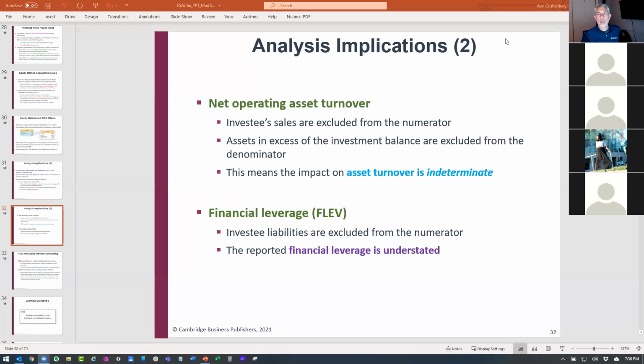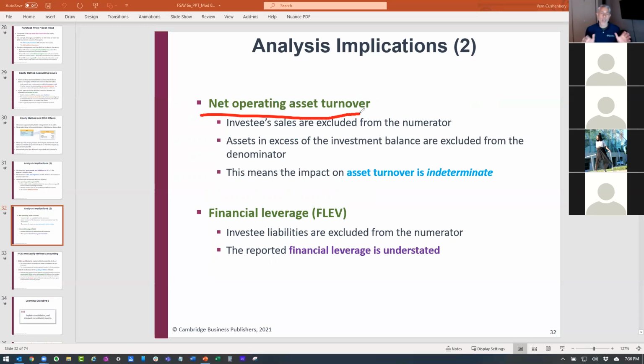Same way with net operating asset turnover. We've already touched on this. It happens with every accounting metric that we're going to look at throughout the whole semester. If it's material, meaning I usually define materiality as anything over a couple percent, but certainly by the time you get to be 5% of a company's balance sheet, you're going to have a material impact on all of the ratios.